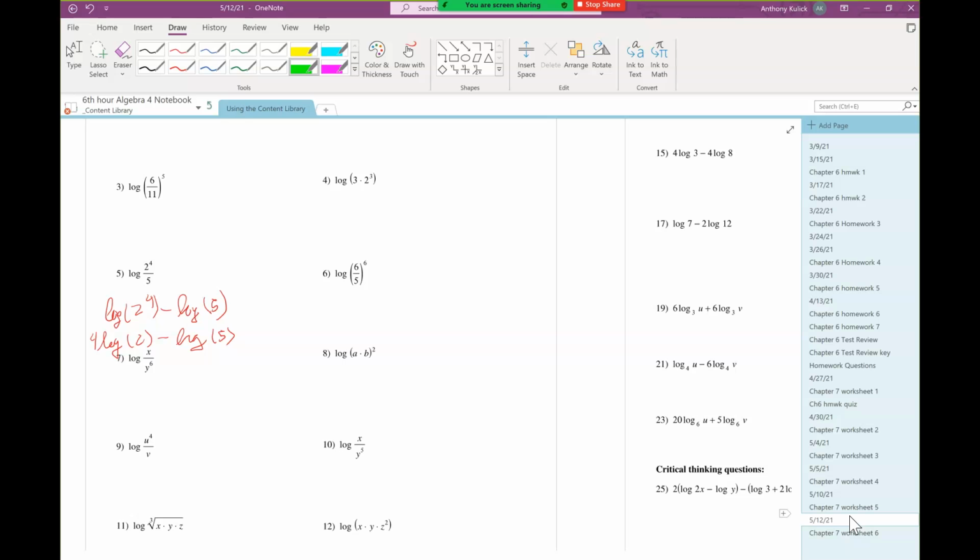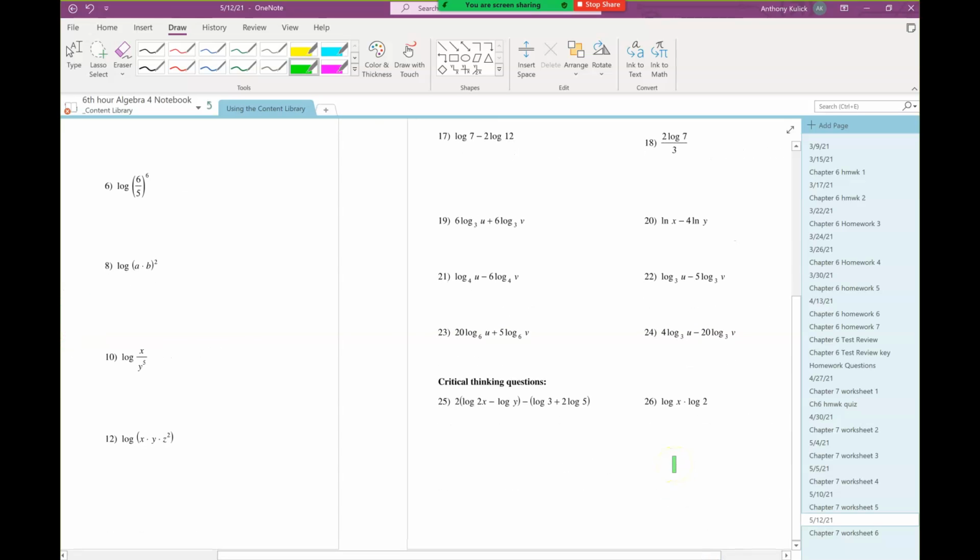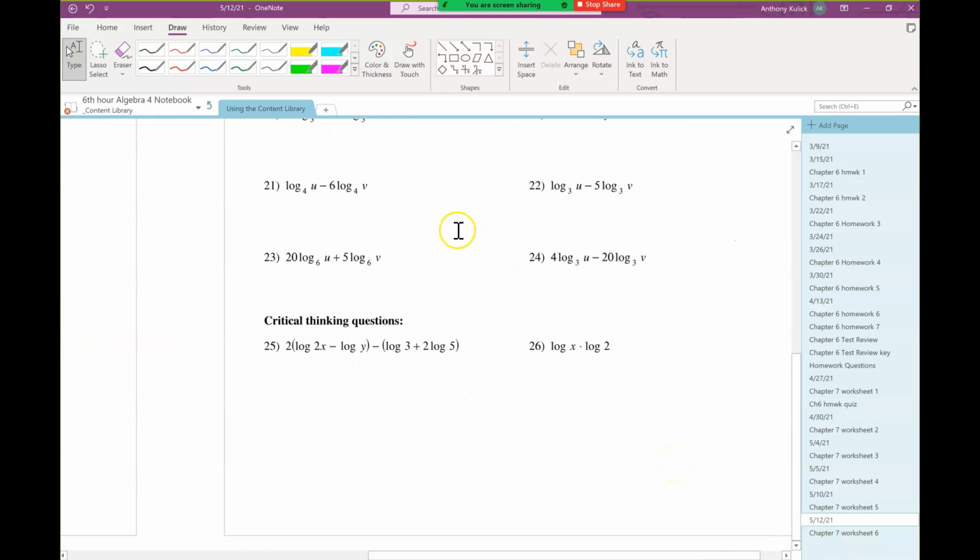Anybody else with questions? Woody? 25. Okay. So 25 looks bad, but depending on how you do it, it could be not that bad. What I would do first is to get rid of these parentheses by distributing. That includes the negative sign.